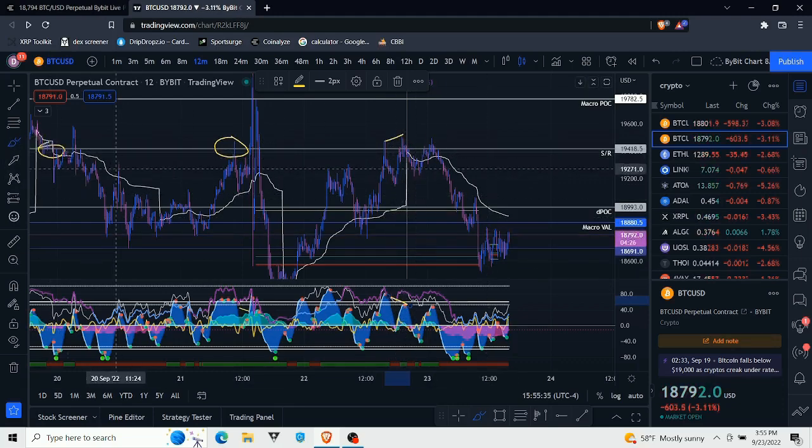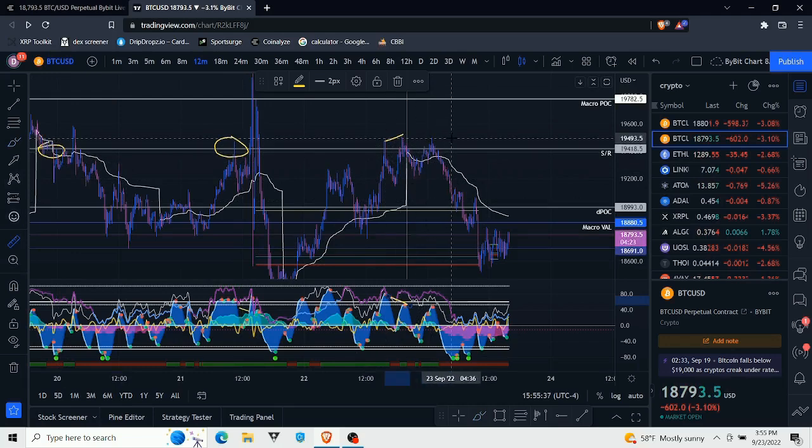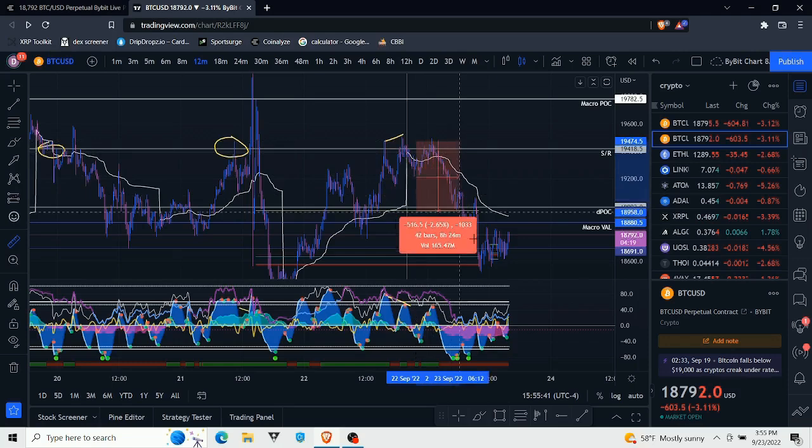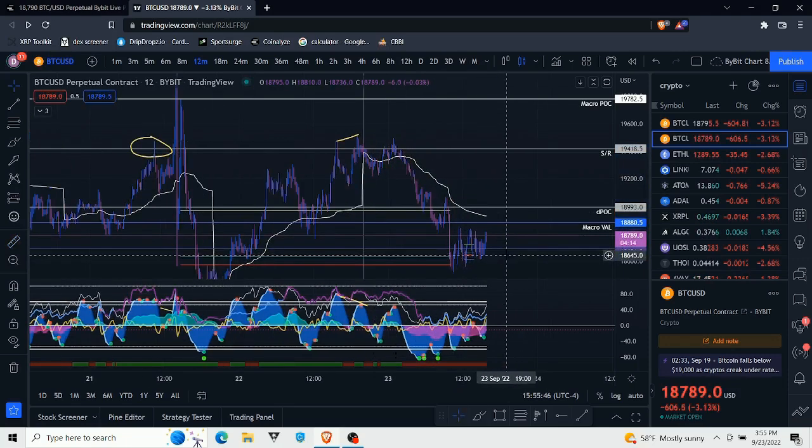And this one was a very nice trade. I came very close to getting stopped out on this wick, but I didn't, and I was able to ride a majority of this trade down. It was a nice move there.